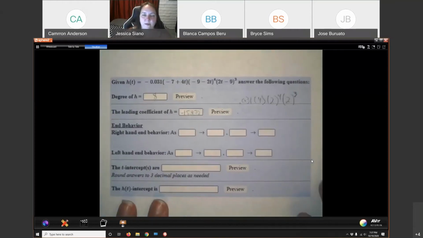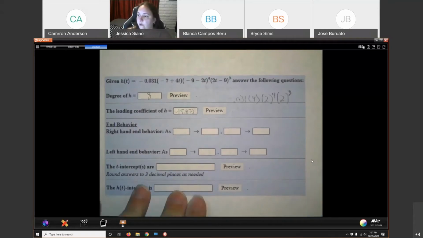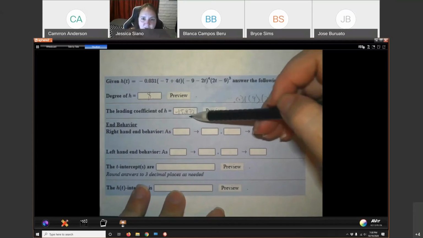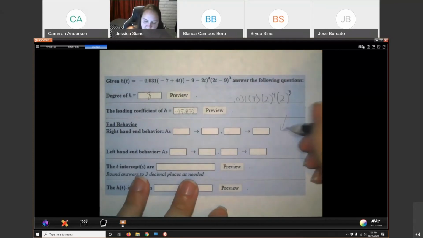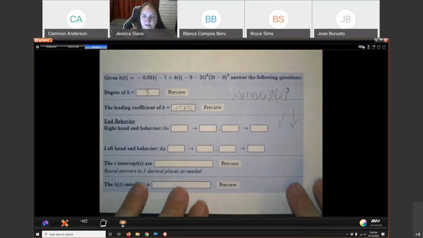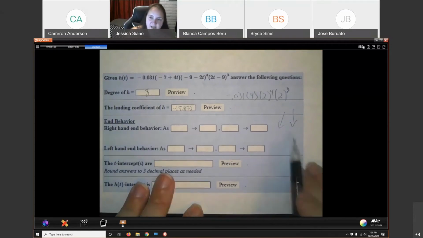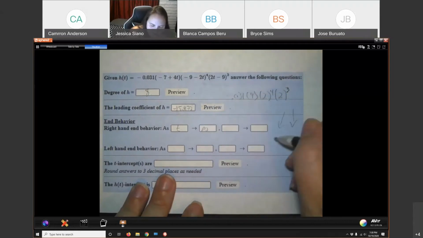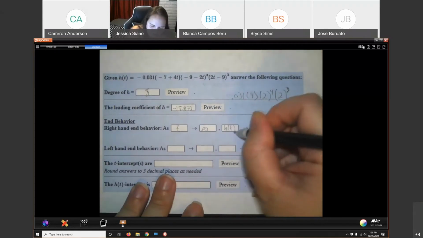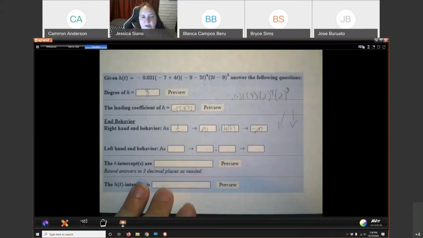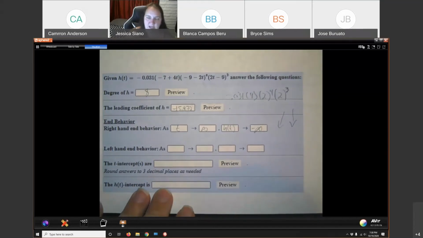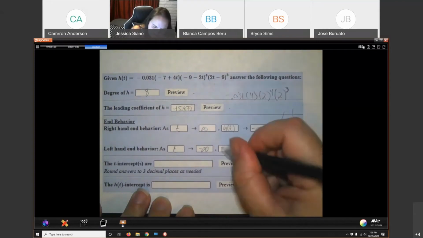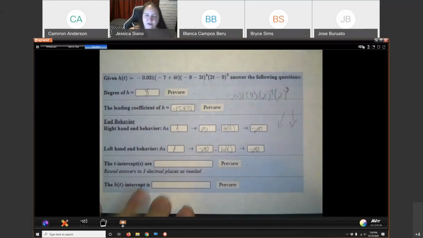Okay. So we have even degree with a negative leading coefficient. That means that my end behavior looks like this. So on the right, as t goes to the right, h of t goes down. And on the left, as t goes to the left, h of t also goes down.